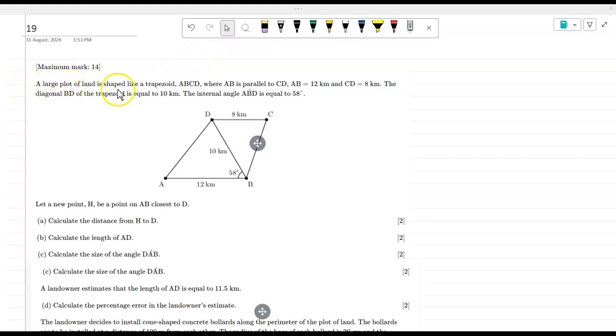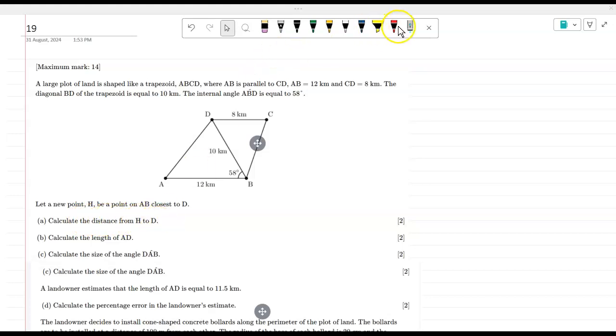A large plot of land is shaped like a trapezoid, where AB is parallel to CD. AB is 12 kilometers. CD is 8 kilometers. BD of the trapezoid is equal to 10 kilometers. The internal angle ABD is 58 degrees. A new point H is to be on AB closest to D. Calculate the distance of H to D.